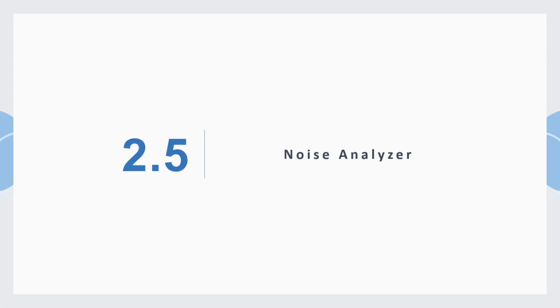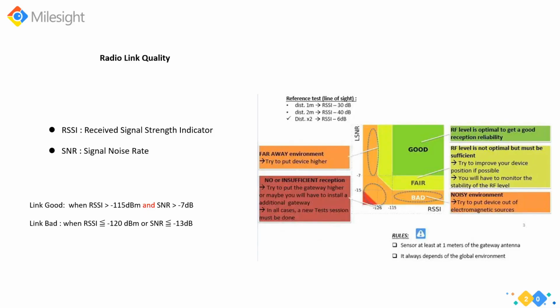And the noise analyzer. Personally, I think it is the most important feature in this upgrade. In this new version, as we all know, the link quality between the end device and the gateway is very important. There are two indicators to measure the link quality: the received signal strength and the signal to noise ratio. RSSI means received signal strength. It gives the indication of the ambient noise level.